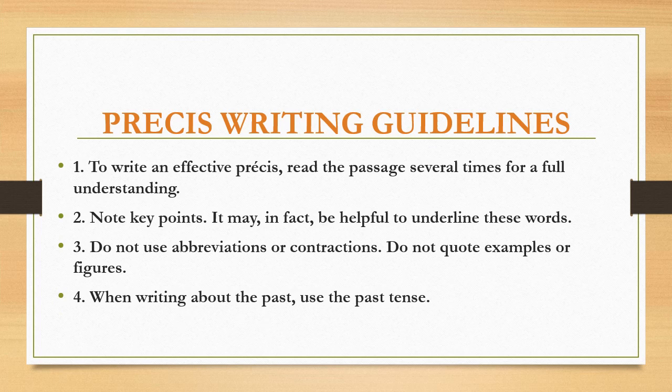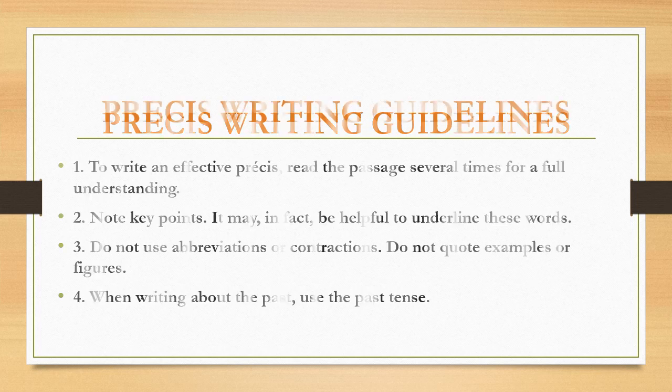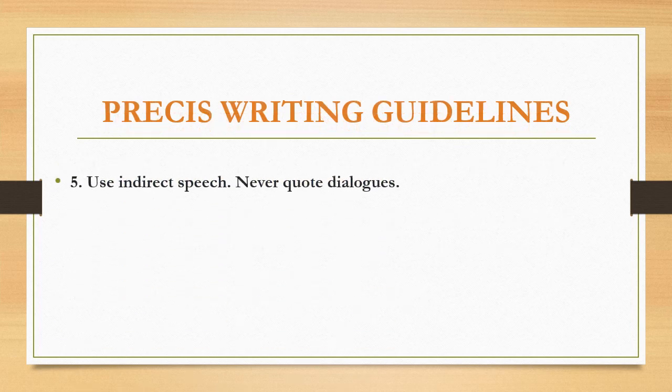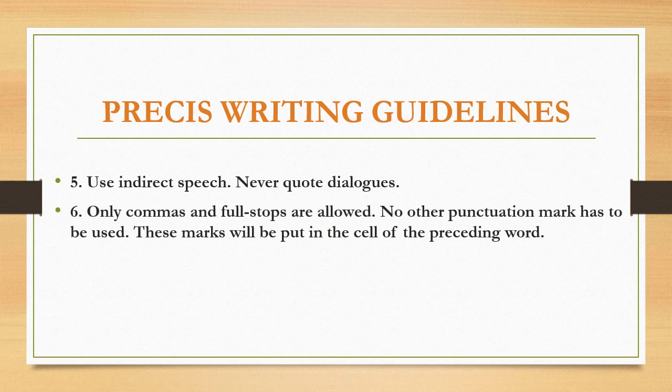When writing about the past, use the past tense. I have already told you about the tenses. You have to stick to the same tense as the question. Use indirect speech. Never quote dialogues. I have already told you that in a Precis, you have to use indirect speech. You have to write in your own words and you are not to quote dialogues.